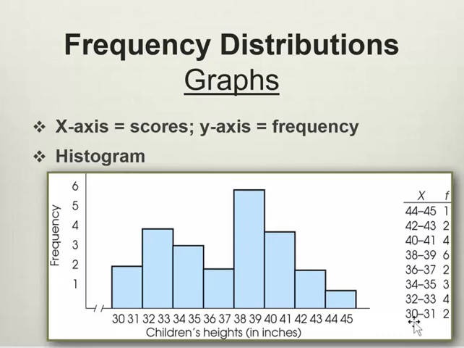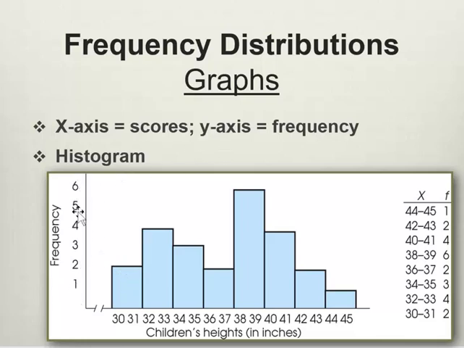So 2 people had a score between 30 and 31. 4 people had a score between 32 and 33. 3 people had a score between 34 and 35, and so on. So note at every bar, underneath every bar, the width of each interval fits in there perfectly. So note, 30 to 31, 2 people got a score in that range.